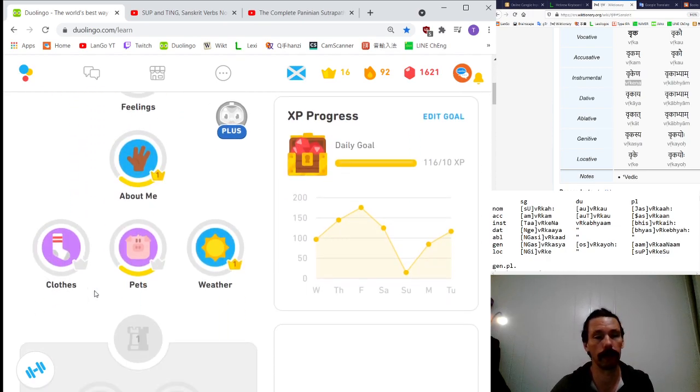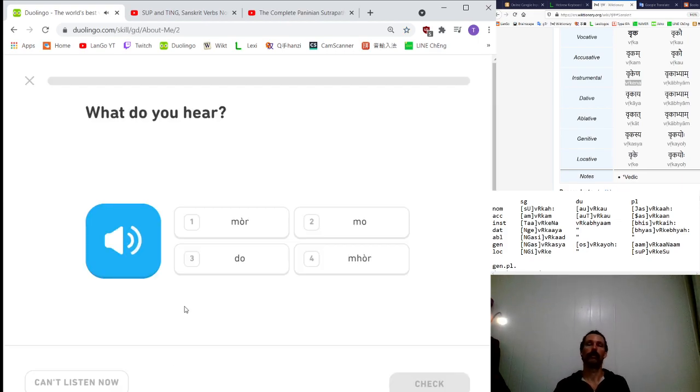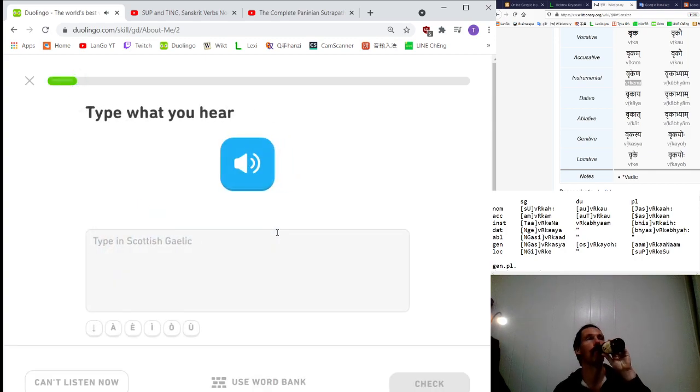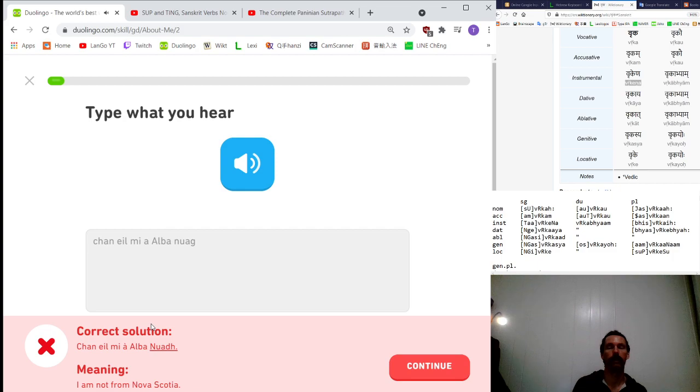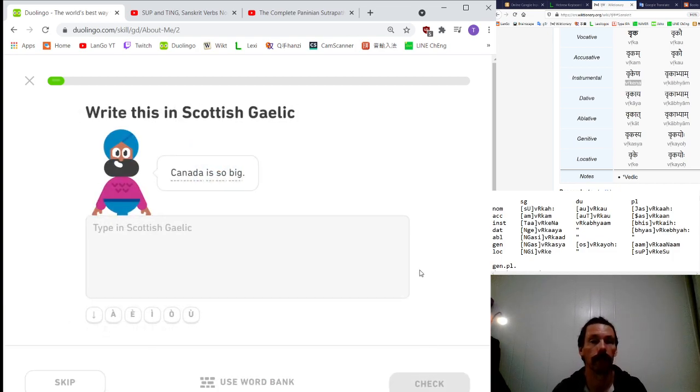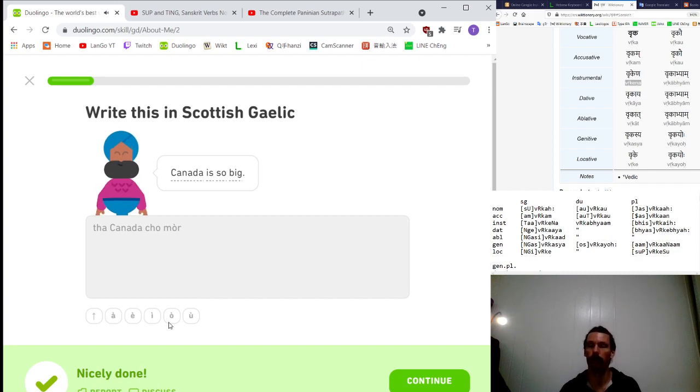Let's continue with a bit more Scottish Gaelic. About me. Mòr. Mòr. Mutated initial. Mòr. Hanil me a Alba nuag. Hanil me, a Albanuach, okay, Nova Scotia. So big, we'll say Gumur Ho. Canada. Ho Moor. I wonder if this Ho is connected to the Latin com, cum prefix.